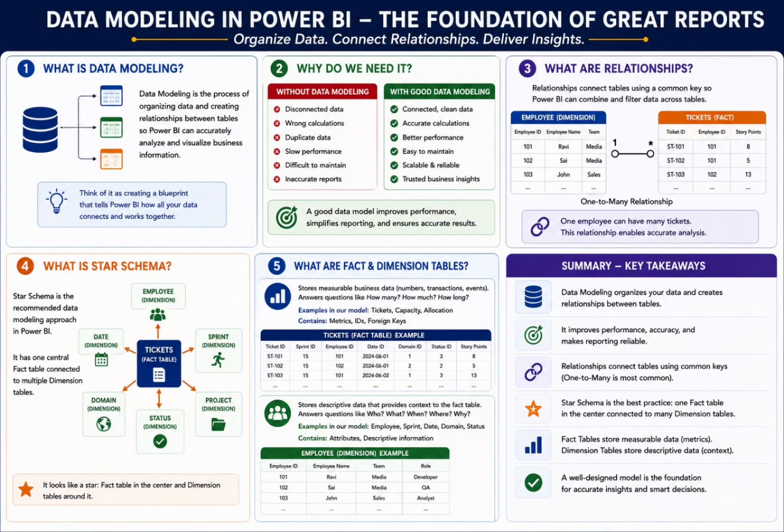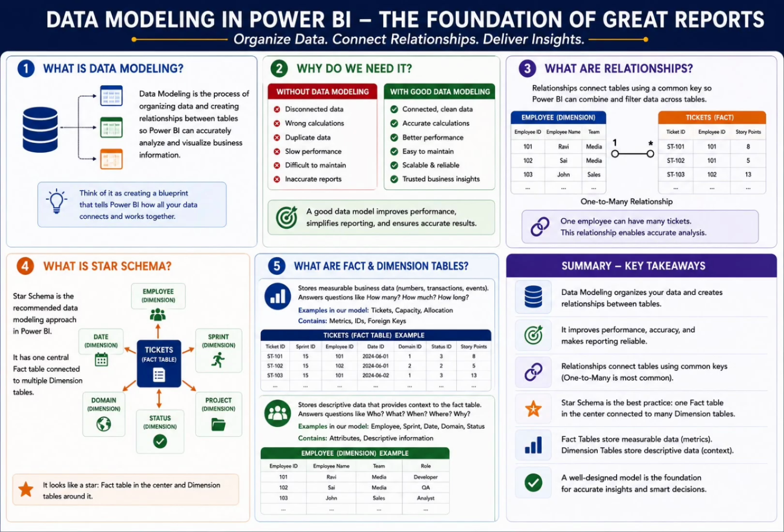Fact table. Let's understand fact tables. A fact table stores business transactions, numbers, measurements, metrics. It answers questions like how many, how much, how long. Notice it's mostly numbers: story points, hours, capacity, utilization, cost, revenue, sales. These belong in fact tables. So in the project, we have tickets, capacity of the team members, allocation, utilization, and defects. Every KPI comes from these tables.